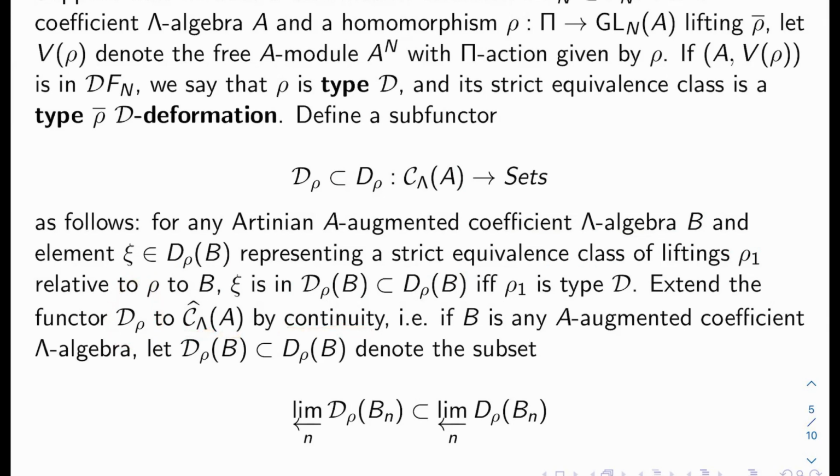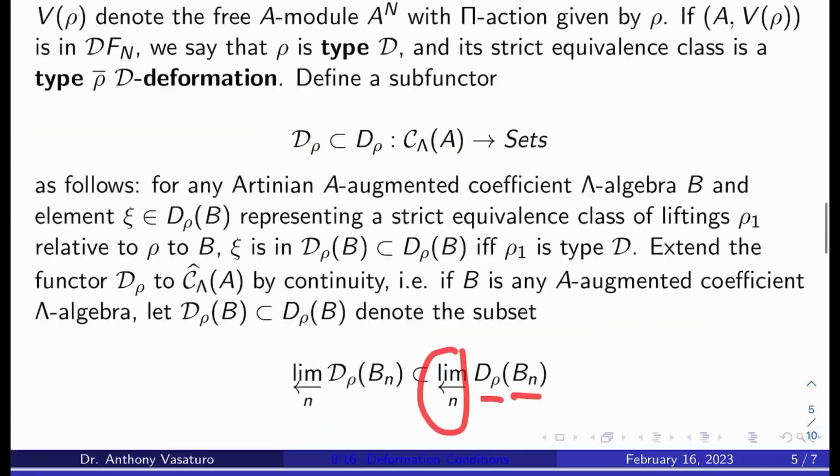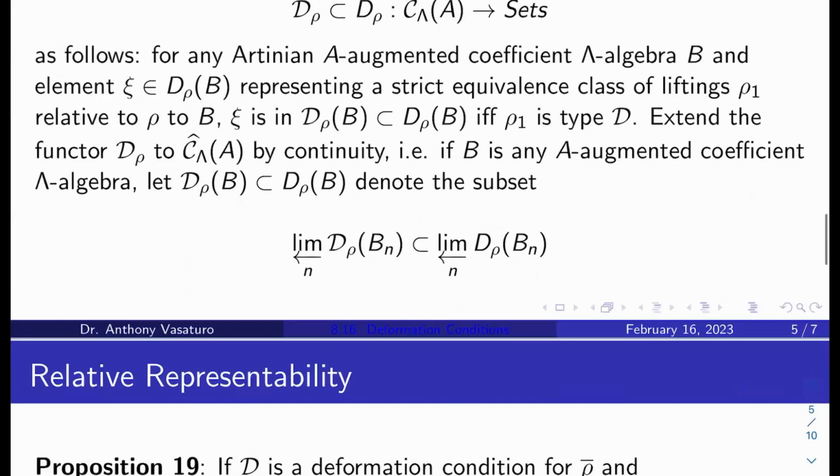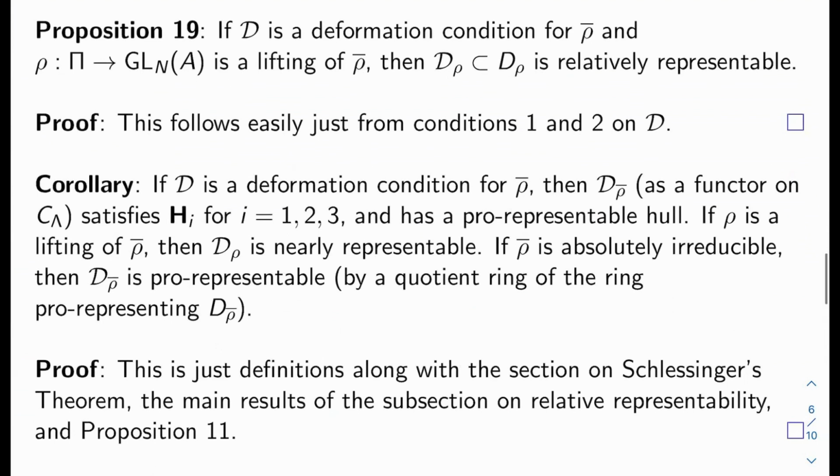That is, if B is any coefficient lambda algebra, let 𝒟_ρ(B) denote the subset of the inverse limit over n of 𝒟_ρ(B_n), inside the inverse limit over n of D_ρ(B_n), where the B_n are the Artinian quotients of B. Okay. So proposition 19.